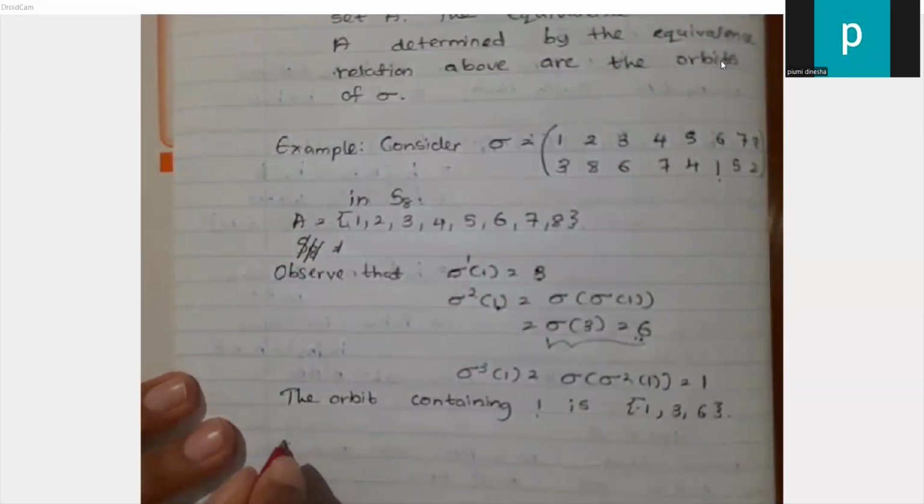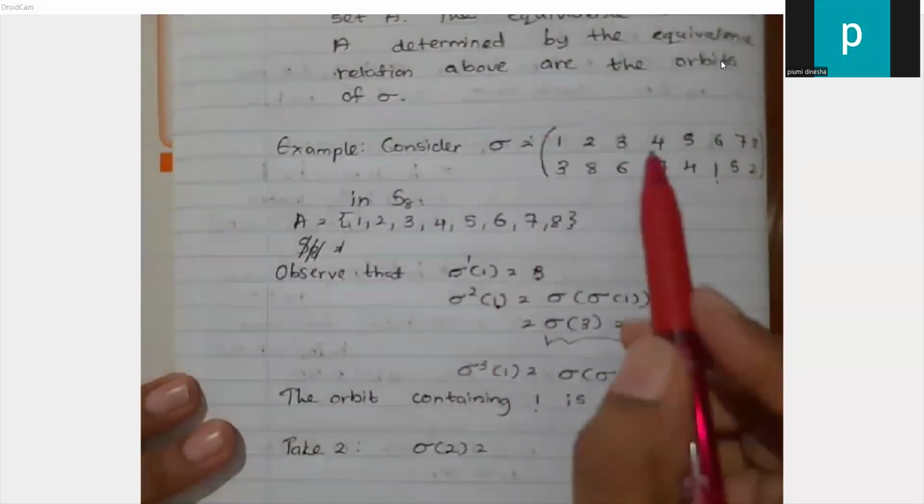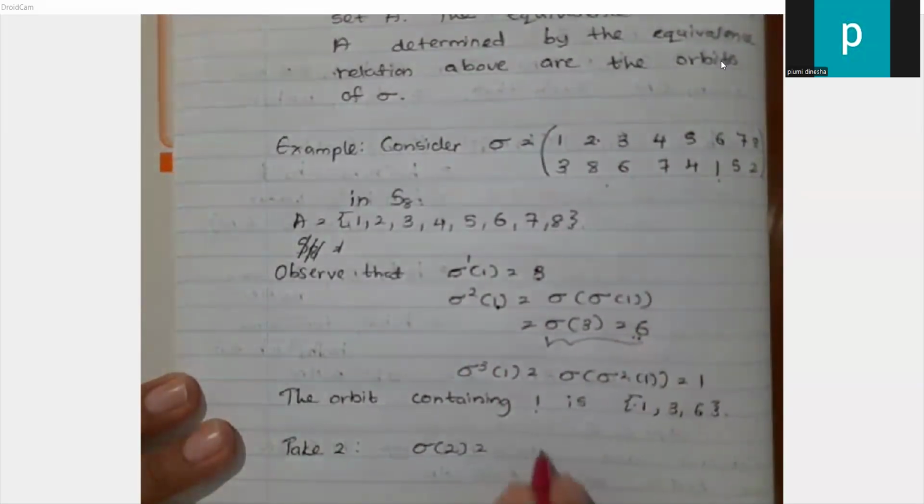We have 1, 3, 6 in one orbit. We want to find the rest of the orbits by sigma over A. Let's consider an element that is not in this set. So let's go with 2. So I'll write take 2. Let's calculate sigma of 2. Through sigma, 2 will be sent to 8. So this is equal to 8.